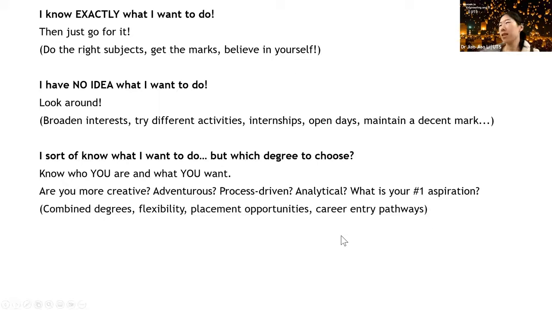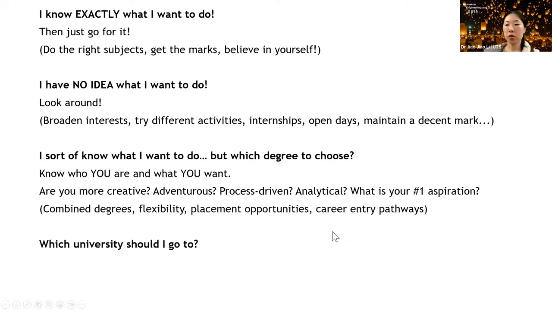Looking to combine degrees. If you don't exactly know what you want to do, a combined degree is a great choice. Usually science or engineering can be combined with things like law, arts, international studies, business, commerce. So there's usually quite a bit of flexibility, but that depends on the university. So that's what you need to find out at open days. There's also different placement opportunities, and also think about career entry pathways. What does the uni offer you to be able to get into the career that you want?